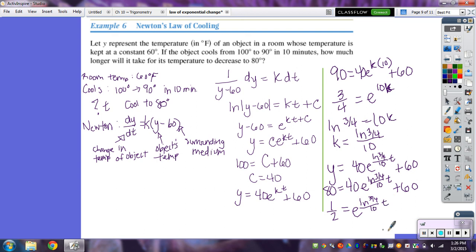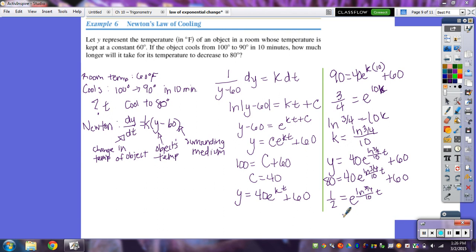And then I would take natural log of both sides. And so I would have natural log of 1/2 equals natural log of 3/4 over 10 times t. And then divide both sides by natural log of 3/4 over 10. And so an unsimplified answer would look like this.